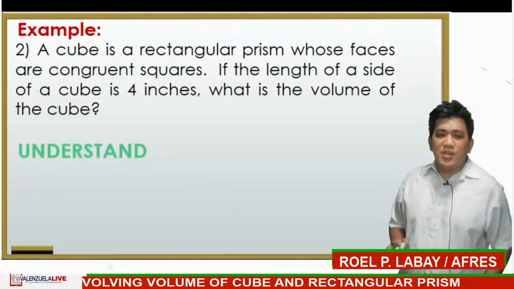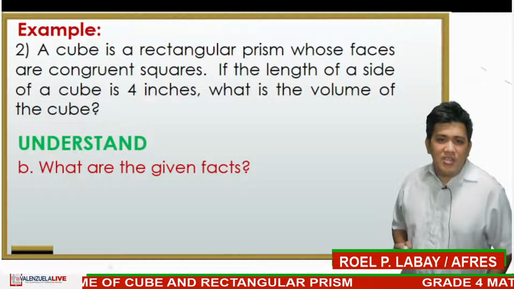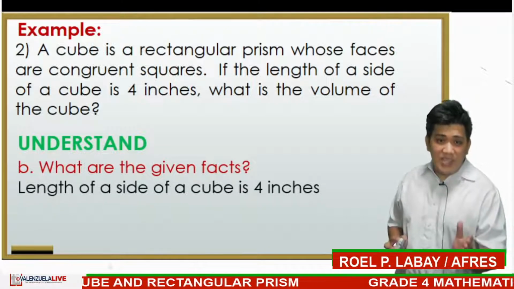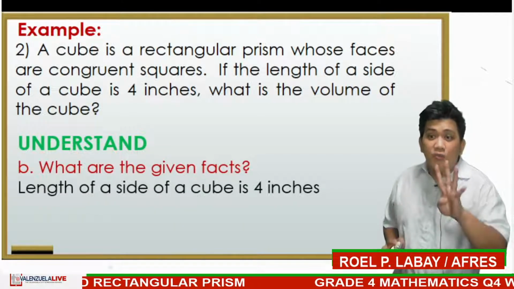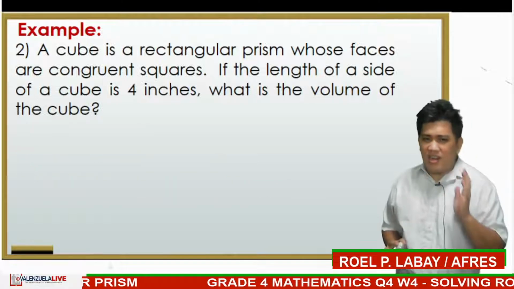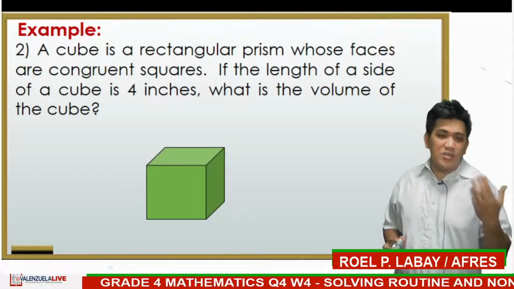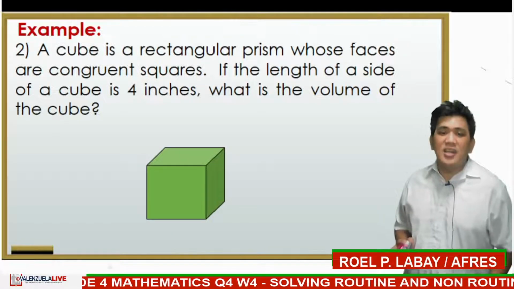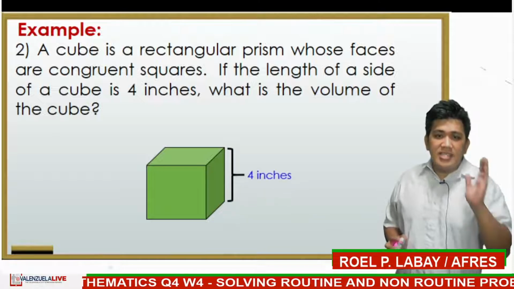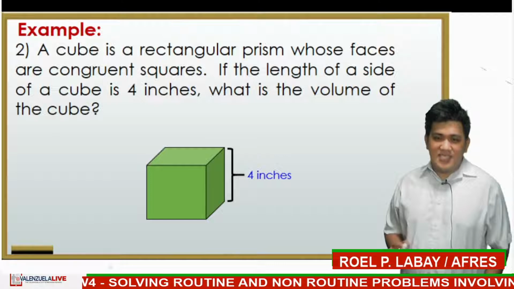Next is, what are the given facts? Very good. We have the length of a side of a cube is 4 inches. And next, we visualize our problem. So we have here a cube, which we all know is a rectangular prism. And the length of a side of a cube is 4 inches.